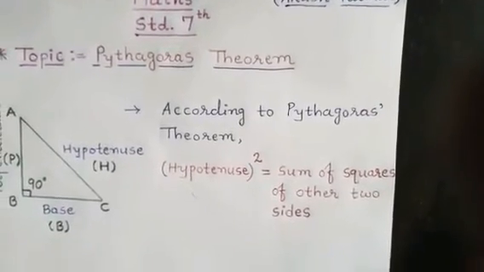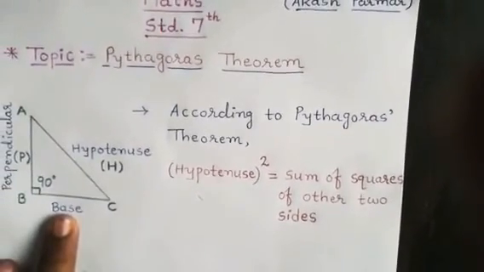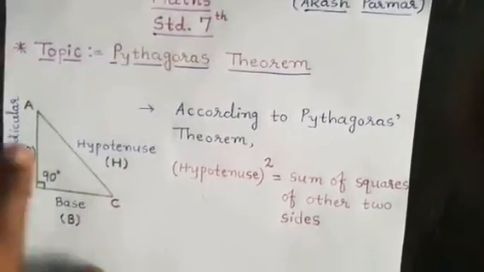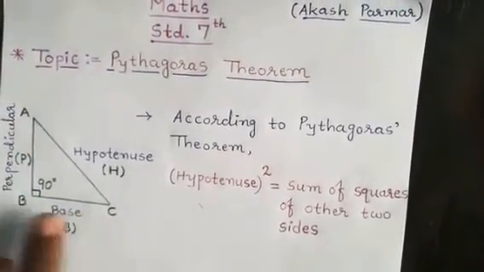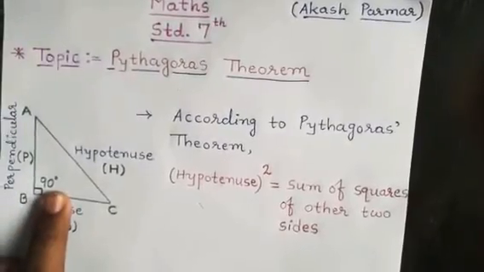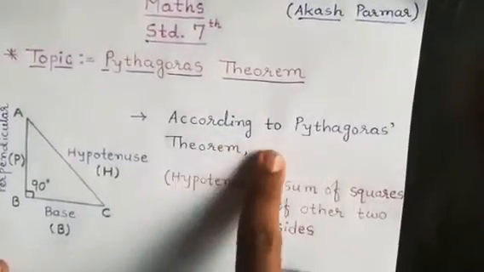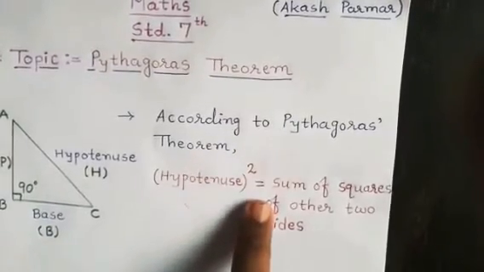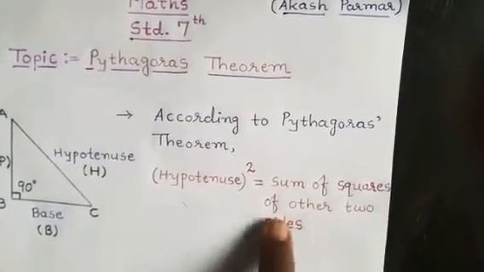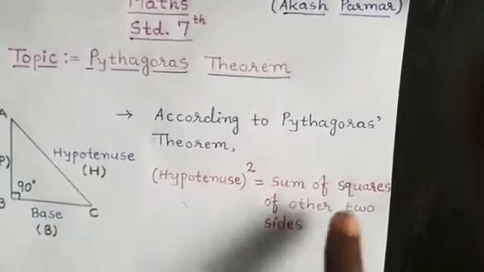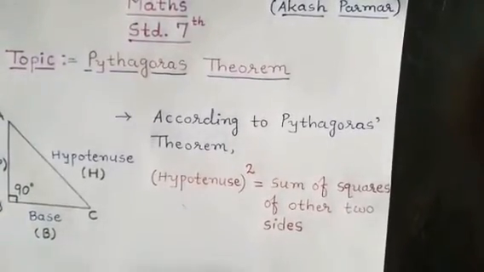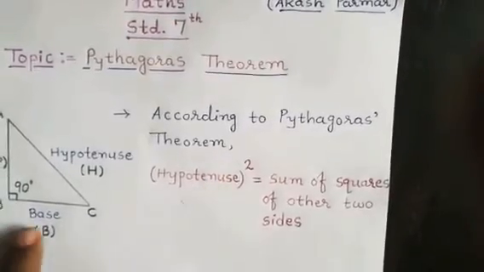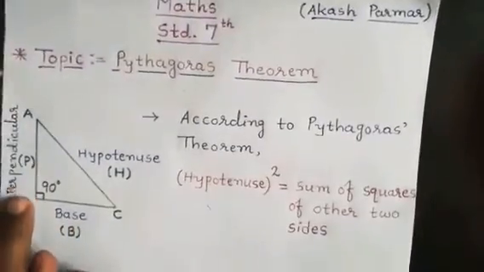So as you can see, here is a figure of a triangle that has one angle equal to 90 degree. The name of this triangle is triangle ABC, in which angle B is 90 degree. Now according to Pythagoras theorem, the statement says hypotenuse square is equal to sum of squares of other two sides. But this statement is a little bit difficult to understand. Before going into that, we have to learn the terms hypotenuse and the other terms base and perpendicular.